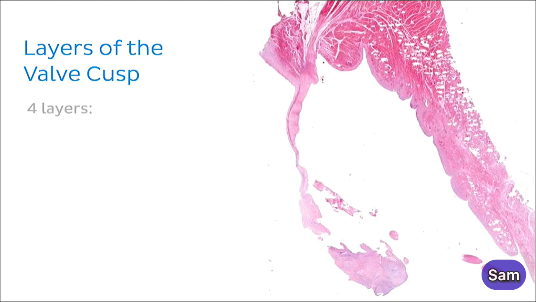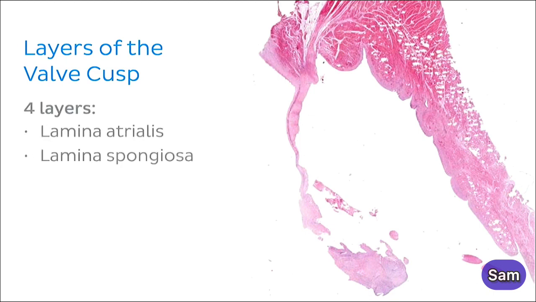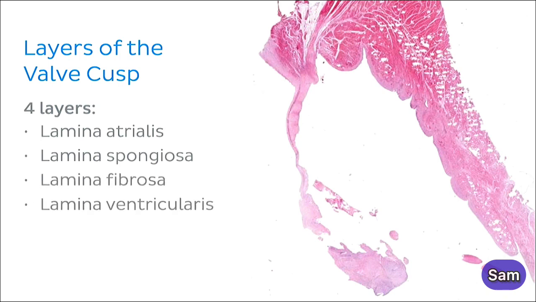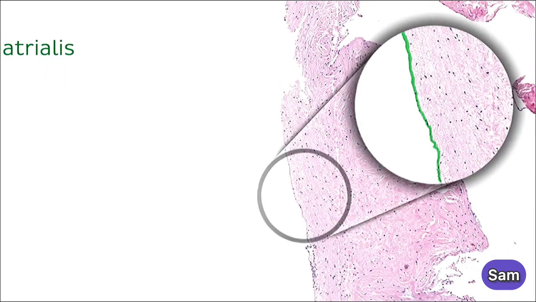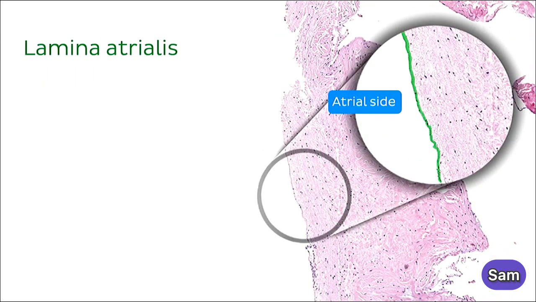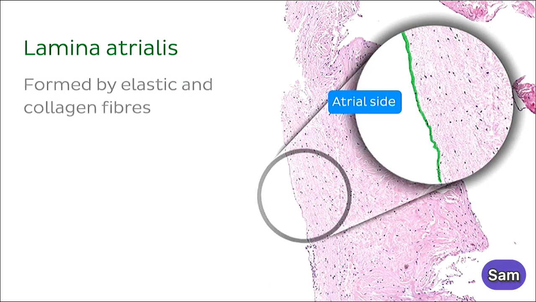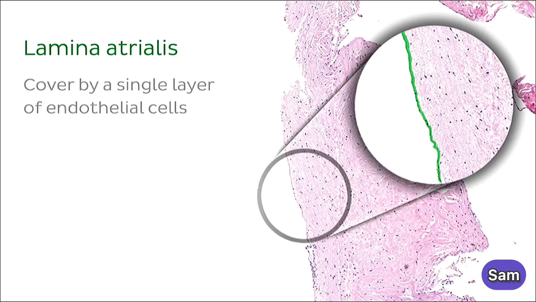As we look more closely at the valve cusp, we'll find that it's got 4 layers, and these are the lamina atrialis, the lamina spongiosa, the lamina fibrosa, and the lamina ventricularis. The layer on the atrial side of the cusp is called the lamina atrialis, and this layer is mostly formed by elastic and collagen fibers and continuous with the subendocardial layer. And it's covered by a layer of endothelial cells, which are in contact with the blood circulating through the atrium.